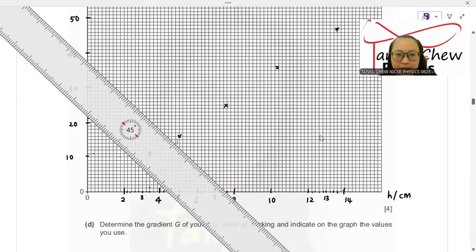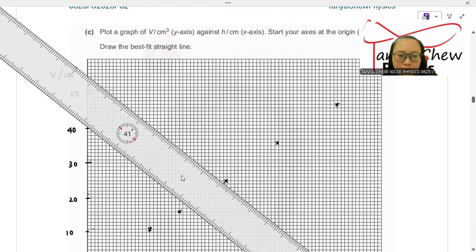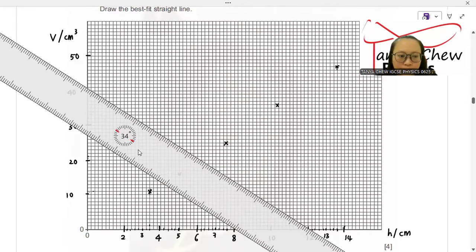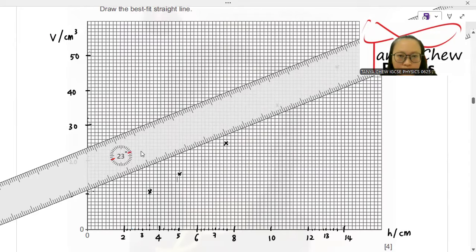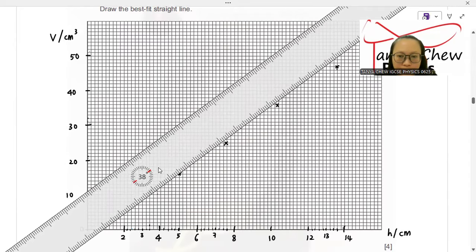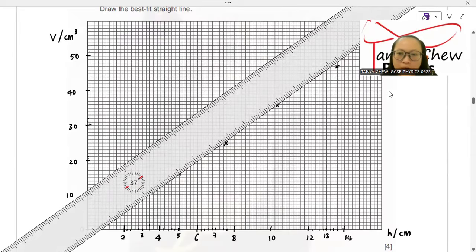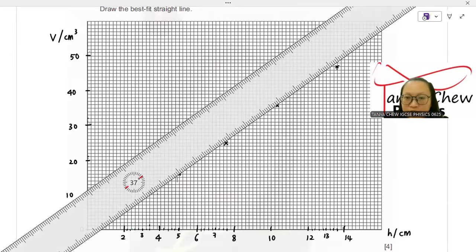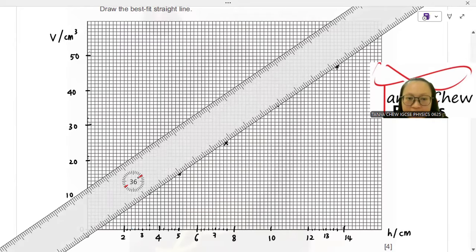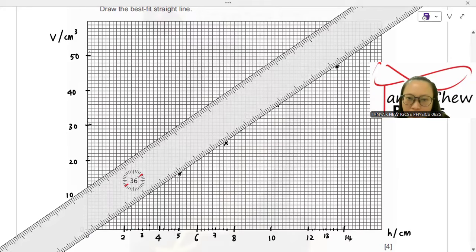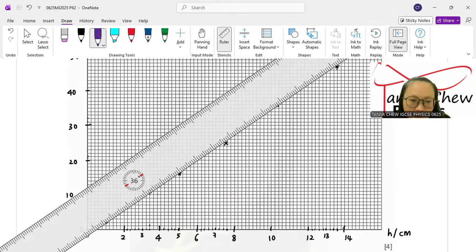Now, let us see the best fit line. The best fit line doesn't mean that it has to pass through all the points. It means that all your points must be close to that straight line, and cannot be far deviated. It doesn't matter if not a single point is on the straight line. So I'm going to draw that best fit line using this color. So this is the one.